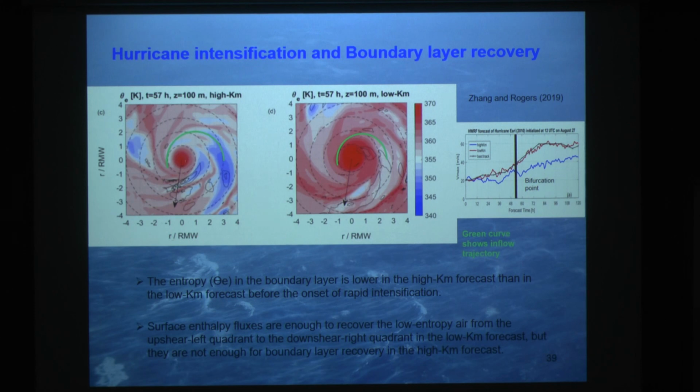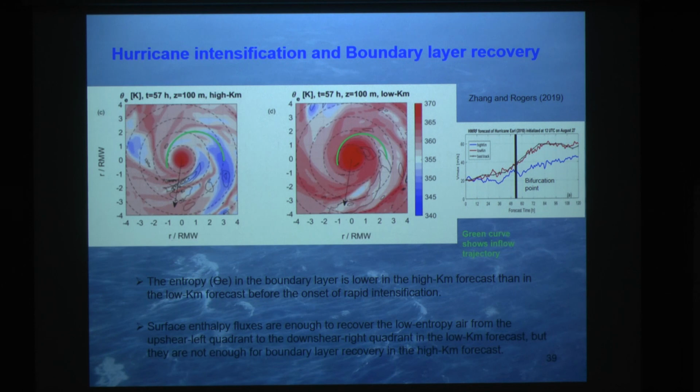And you can see this, again, on the up-shear left quadrants, you see this low theta E air in both H4 forecasts. But you can see that when we reduce the vertical diffusivity, actually the theta E is increased. In this run, although in the up-shear left quadrants, it's still smaller than the down-shear right quadrants. And the green line shows the trajectory of basically the air parcel rotating from the up-shear left to down-shear right quadrants in the eyewall. So I did the estimates to see if surface enthalpy fluxes are enough to recover this theta E deficit. Actually, in this high Km run, the surface fluxes are not enough to recover the low theta E air from the up-shear left to down-shear right quadrant. But in this low Km forecast, the result is opposite. Actually, the fluxes are enough to recover this theta E deficit.